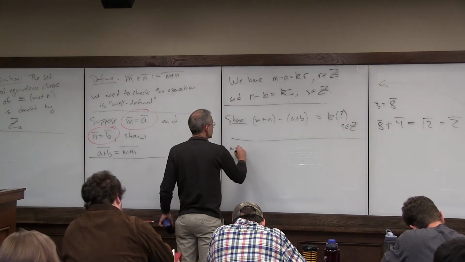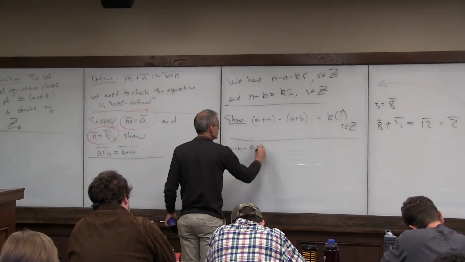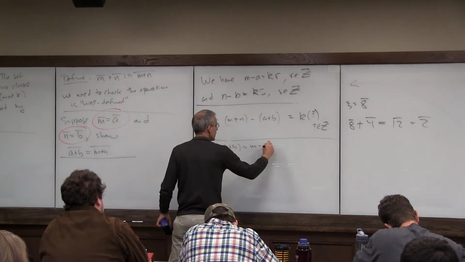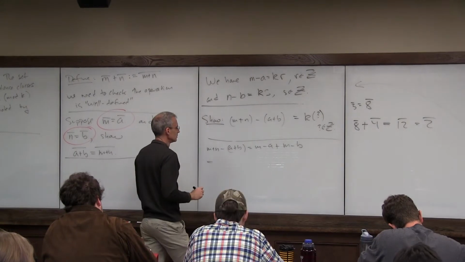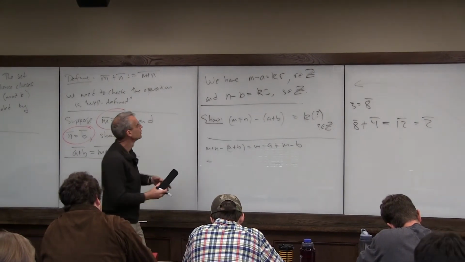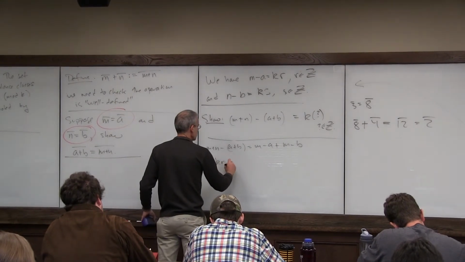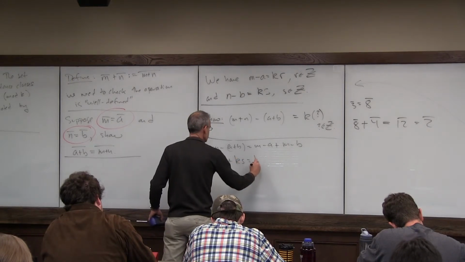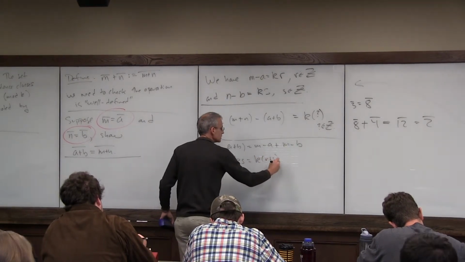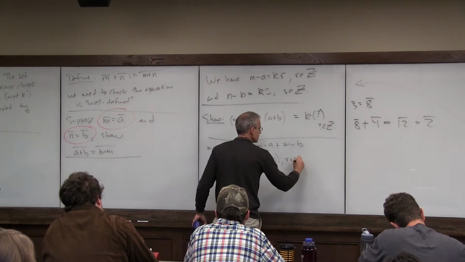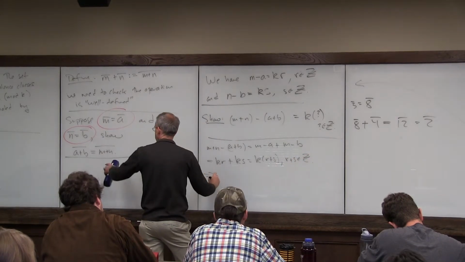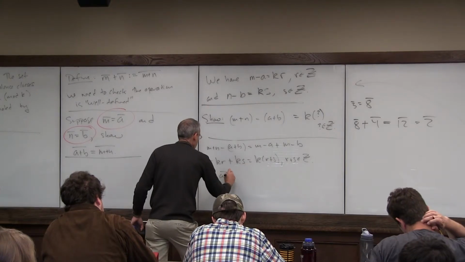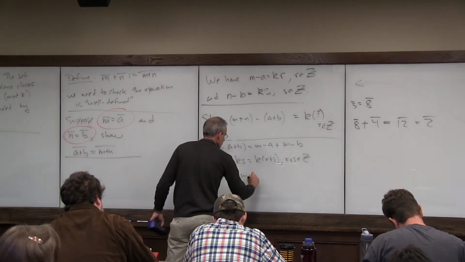So m plus n minus a plus b equals m minus a plus n minus b equals kr plus ks equals k times r plus s, where r plus s is an element of z. So we've just shown that a plus b bar equals m plus n bar.